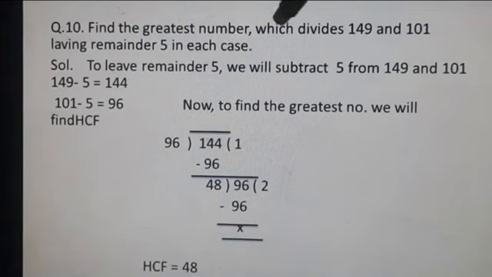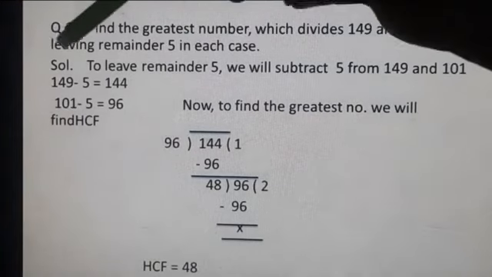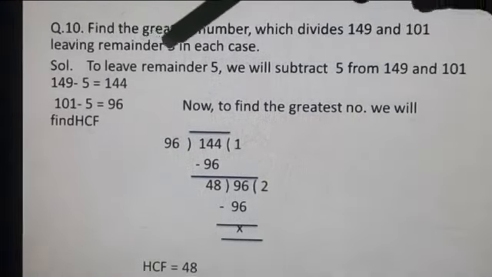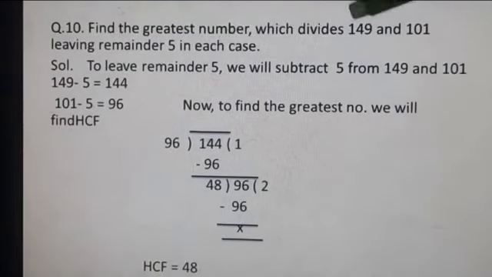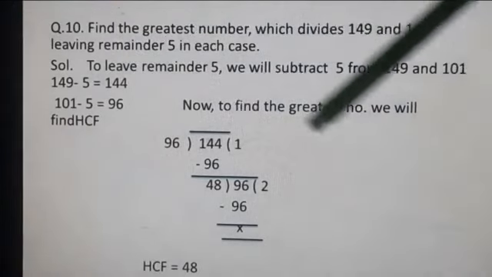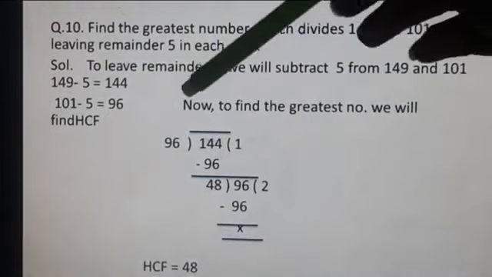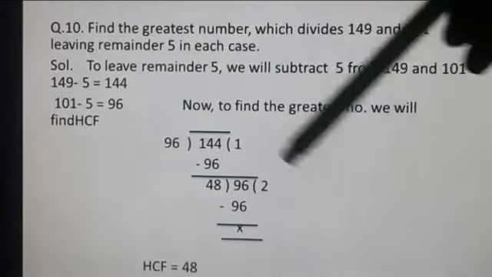Question number 10. Find the greatest number which divides 149 and 101, leaving remainder 5 in each case. We have to find the greatest number which divides 149 and 101, leaving remainder 5 in each case. So to leave the remainder 5, we will subtract 5 from 149 and 101. Have you done this? Very good. So after subtraction, 144 and 96. Now to find the greatest number, we will find HCF.